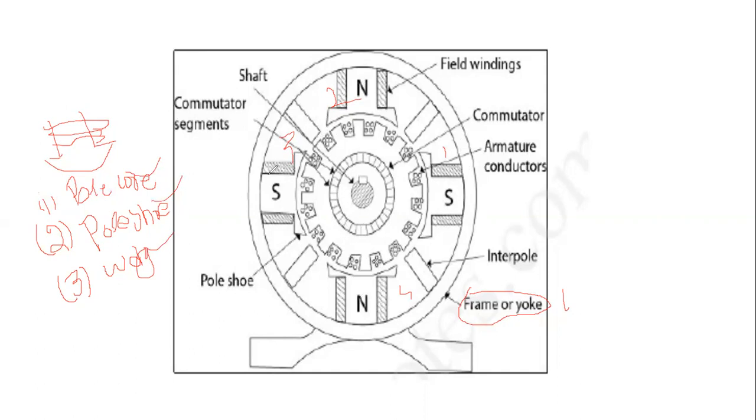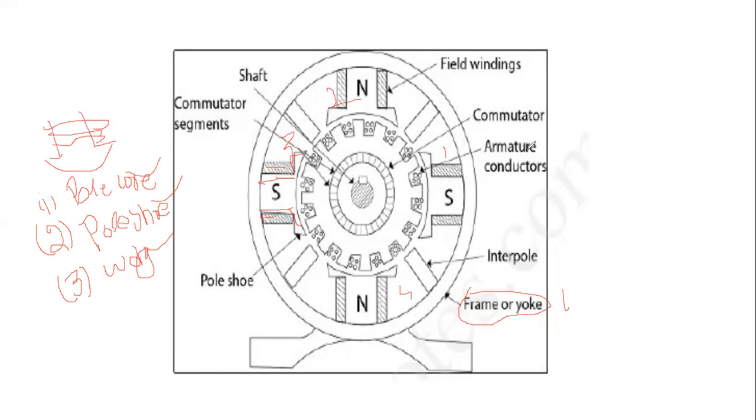This is the pole core, and this is the pole shoe, and this is the field system. Each and every field system has three parts: pole core, pole shoe and windings. This is the second part of a DC machine.